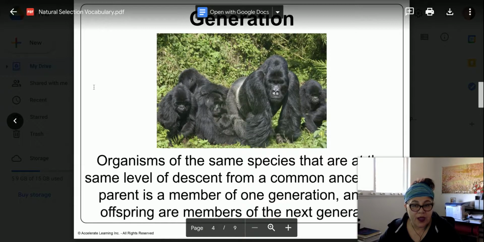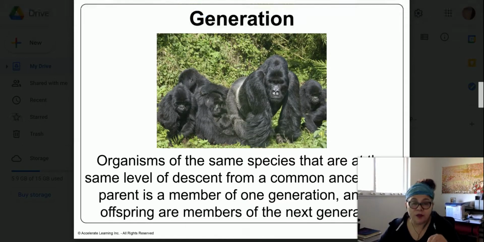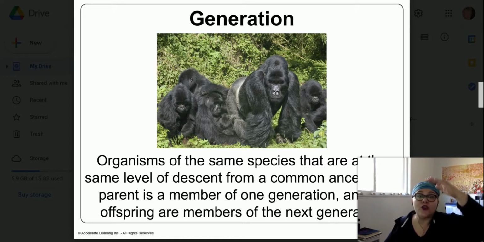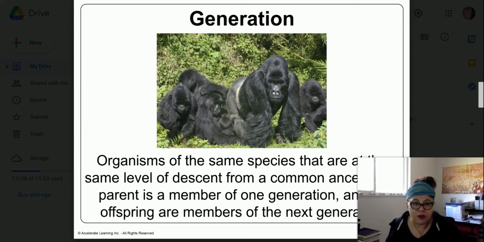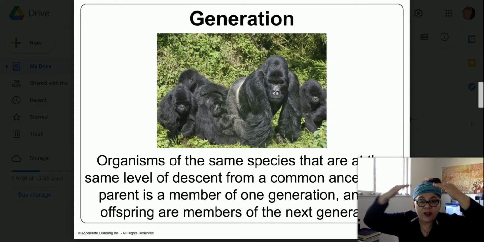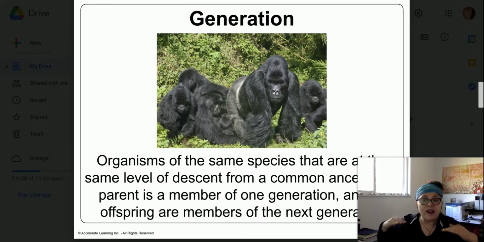Generation. Now, organisms of the same species that are at the same level of descent from a common ancestor, I know that sounds fancy, but it's just that generation. Like your grandparents are all that generation. And your parents and their siblings, your aunts and uncles, they're all from one generation. And you and your cousins, you're all from one generation. And when you get old enough to have your own children, your children will be from their own generation. And each generation has offspring with members of their generation, and it goes down and down.